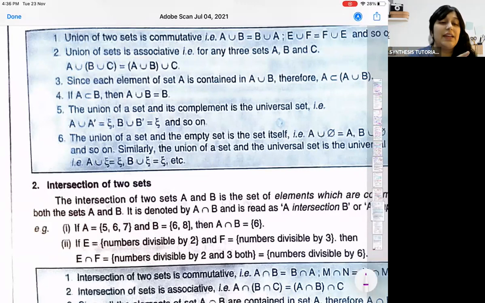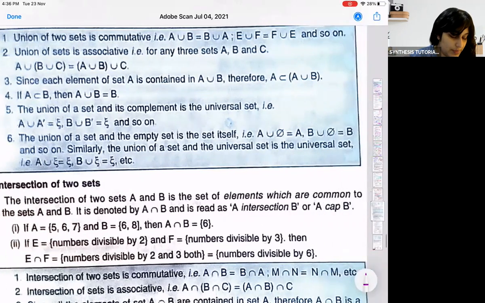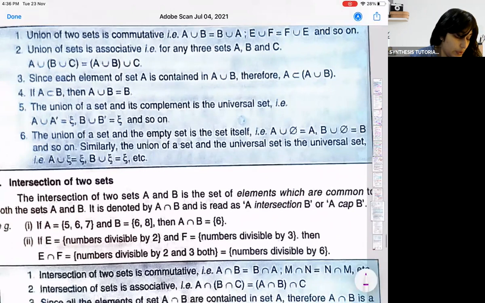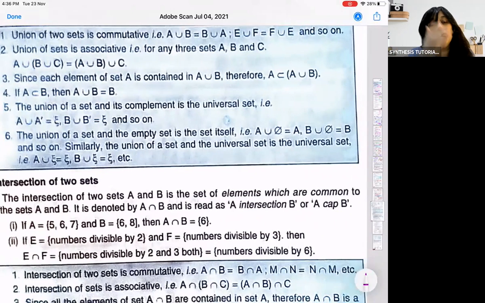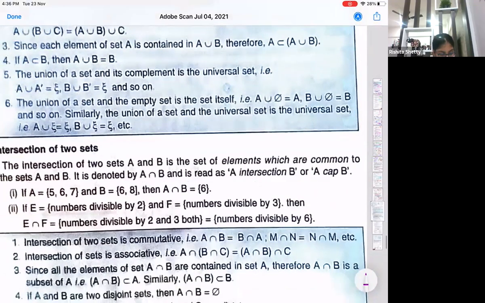The union of a set and the empty set is the set itself. So A union empty set will be A, B union empty set will be B, and so on. Similarly, the union of a set and the universal set is the universal set itself. Okay, these are just basic rules.